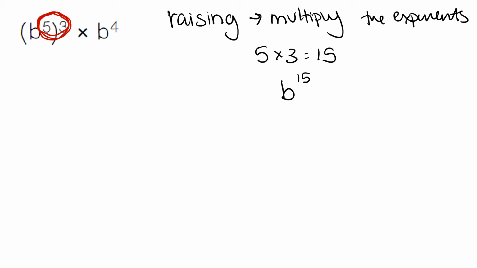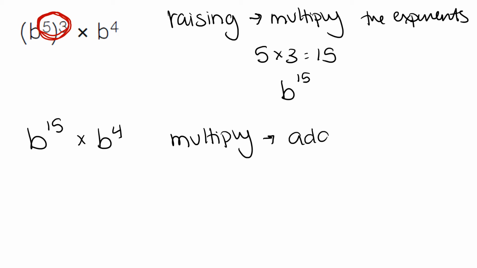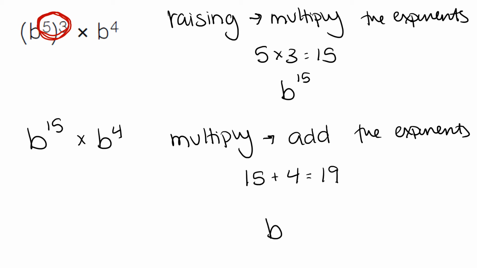Once you simplify a part of your problem, you need to rewrite it. So we have changed that to b to the 15th, and we still have the times b to the 4th. We didn't do anything with that part of the problem yet. Now we're ready to keep going. That is now a multiplication problem, and we know that when we multiply, we're going to add the exponents. And so we're going to add our 15 and our 4 to get 19. B, the base number, always stays the same, and our exponent is to the 19th power.